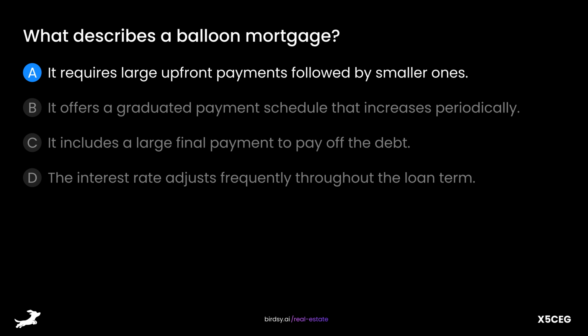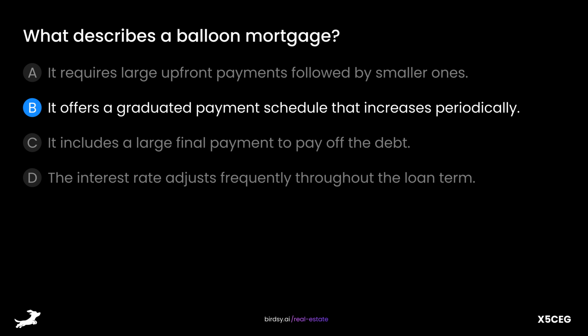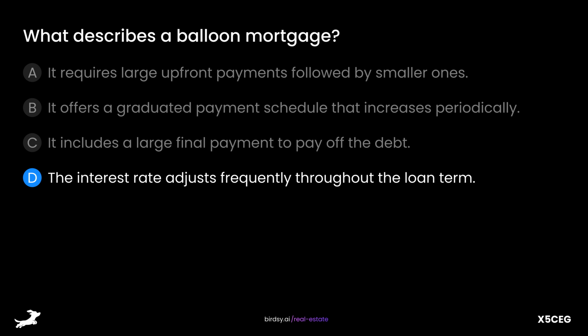Is it A, it requires large upfront payments followed by smaller ones? B, it offers a graduated payment schedule that increases periodically? C, it includes a large final payment to pay off the debt? Or D, the interest rate adjusts frequently throughout the loan term?